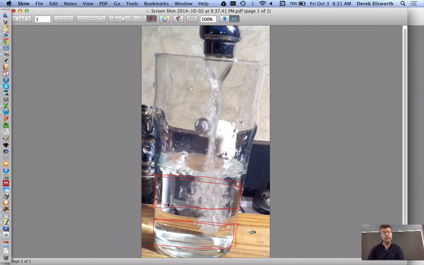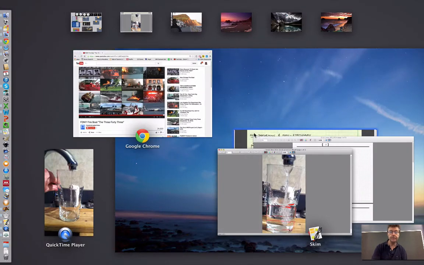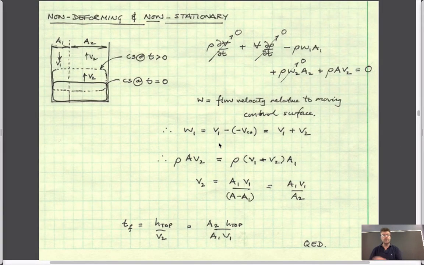And we're going to let it migrate with this upper surface here attached to the top surface of the water. Right? And so it's a non-deforming control volume. It doesn't change in volume, but it physically migrates. And so that's the geometry we're going to choose. So let's look at doing the calculation again.